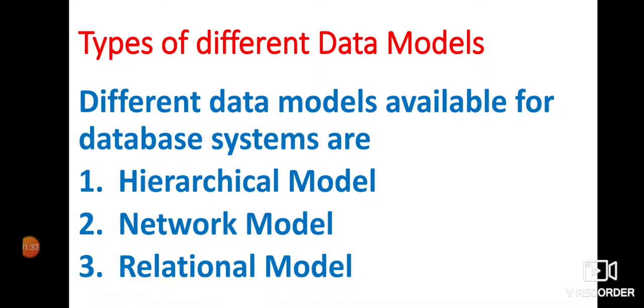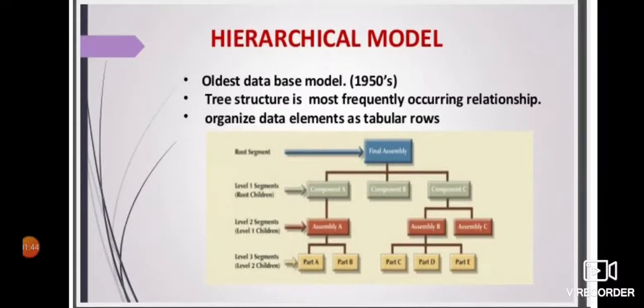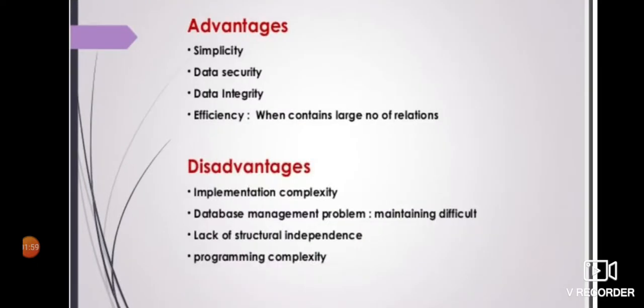Types of different data models. Different data models are available for database systems, which are the hierarchical model, network model, and relational model. First we will discuss the hierarchical model. It is the oldest database model, starting from the 1950s. Tree structure is the most frequently occurring relationship. It organizes data elements as tabular rows. Advantages: simplicity, data security, data integrity, and efficiency. Disadvantages: implementation complexity, database management problems, lack of structural independence, and programming complexity.